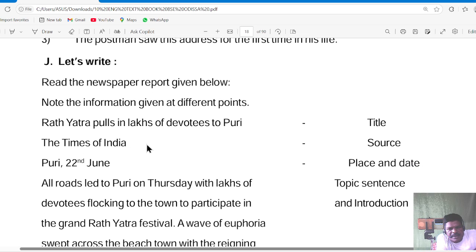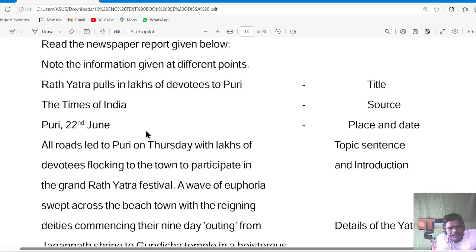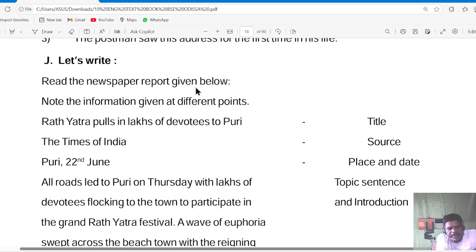Let's write. Read the newspaper report given below. Note the information given at the different points. Rath Yatra: flood of lakhs of devotees to Puri. This is the title. This is the news from The Times of India, the source, then the date and place: Puri, June 22. All roads led to Puri on Thursday as lakhs of devotees came. This is the topic sentence, the introduction.